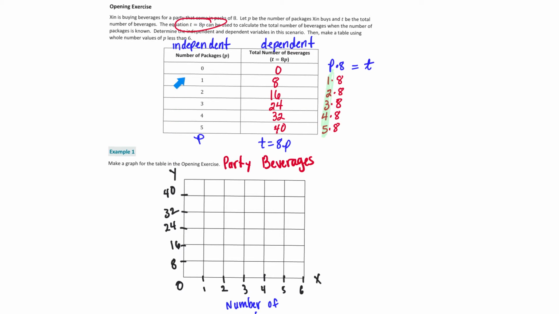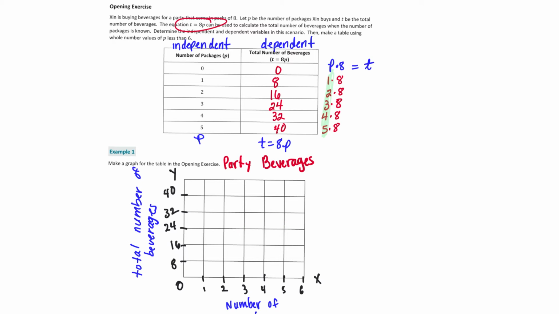The other axis, the y-axis, comes from the other information from your table right here, and that is the number of beverages. So we're going to write total number of beverages on the other side. We're going to say total number of beverages. These titles are extremely important to be able to understand what those numbers mean.